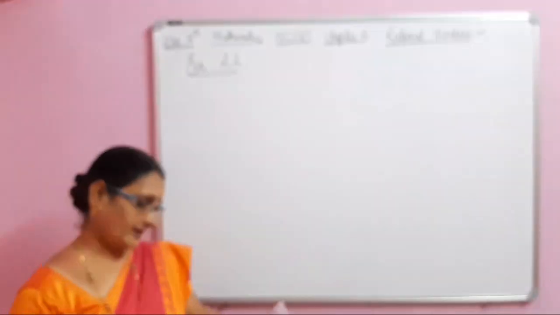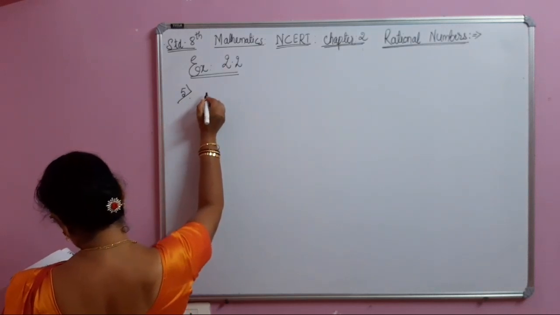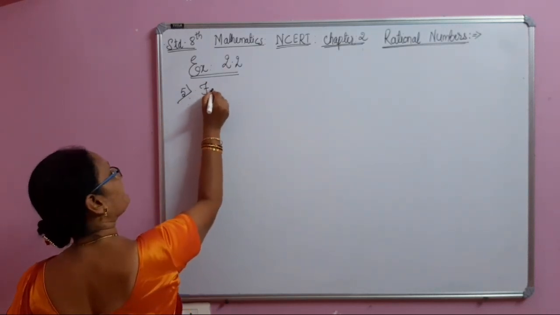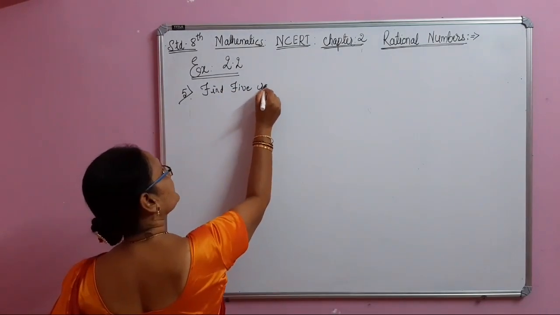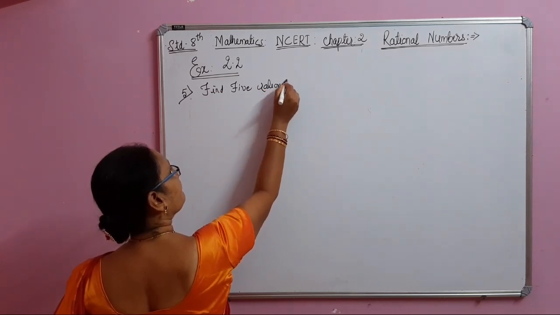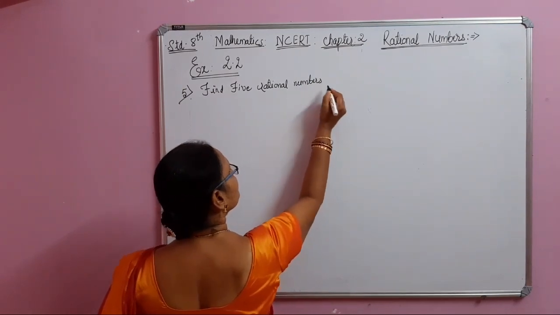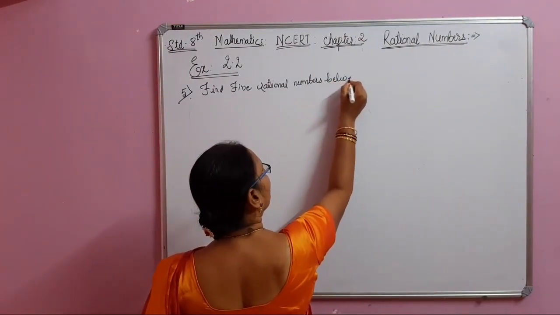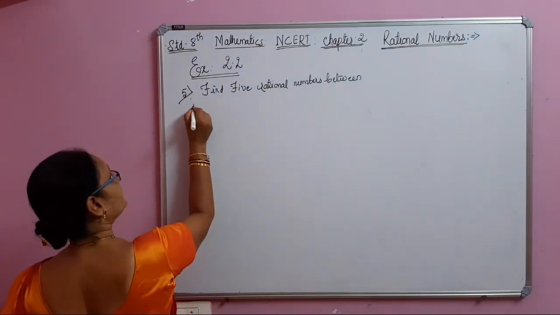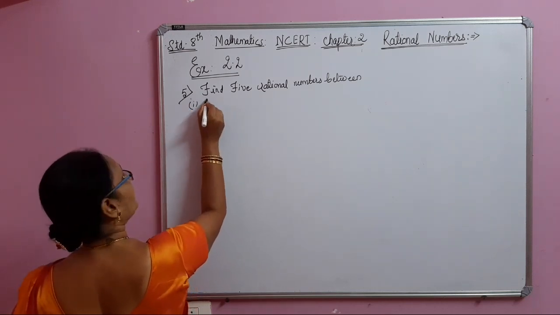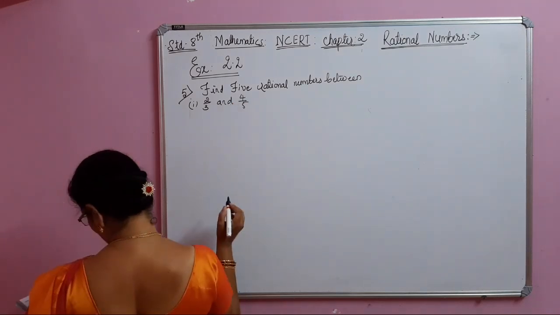Okay, the next main, that is the fifth main. Find 5 rational numbers between 2 by 3 and 4 by 5.